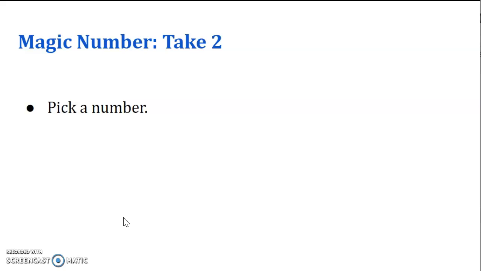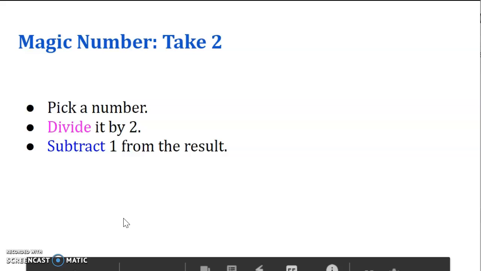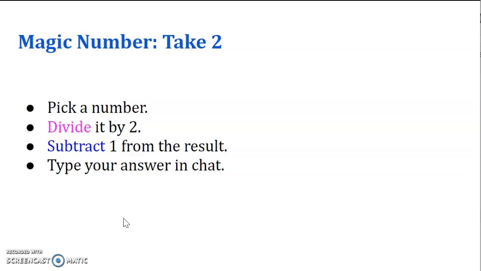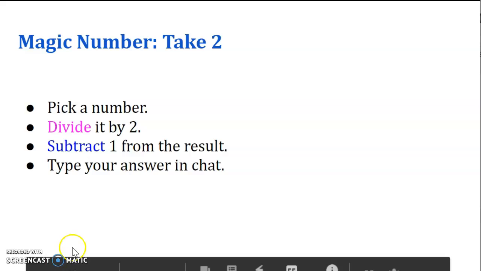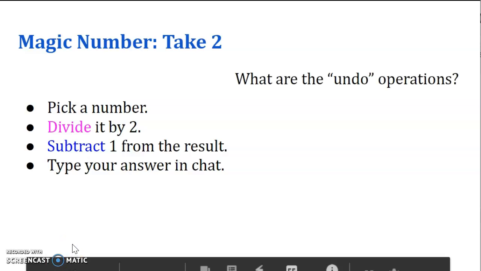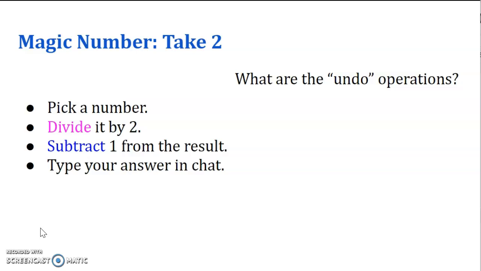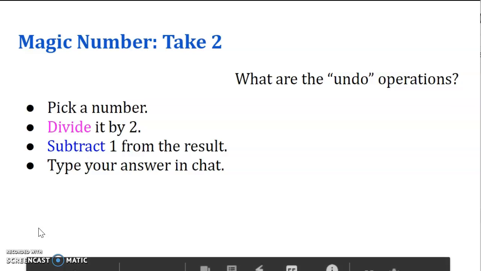Similar, you pick another number this time, and divide it by 2. Whatever the number is, divide it by 2, and then subtract 1 from the result. Okay, and then type your answer in the chat. So let's just say a student answers and got the final answer to be 22. Then I can straight away guess that the original number she started off with was 46.